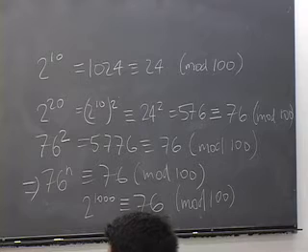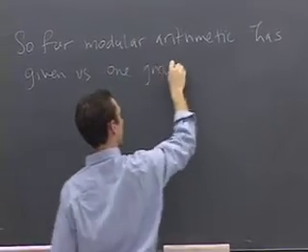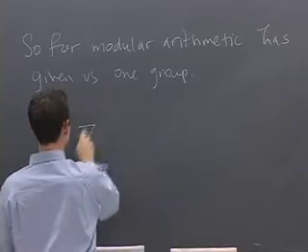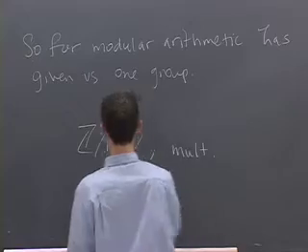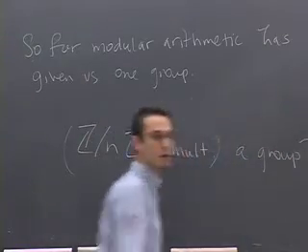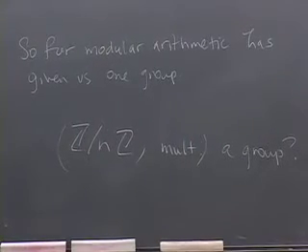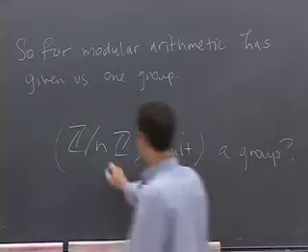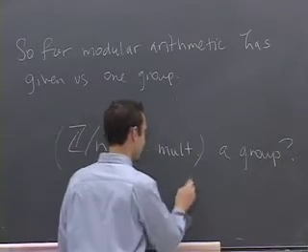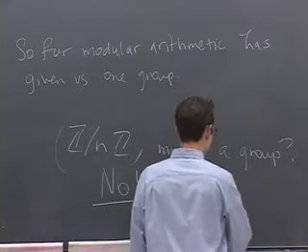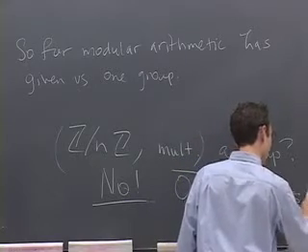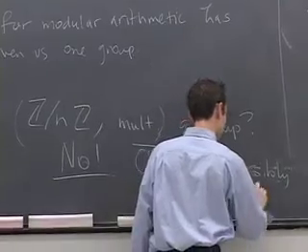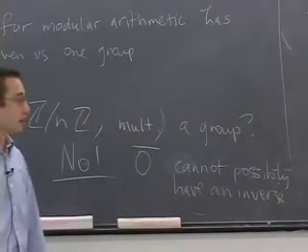So far, modular arithmetic has given us one group. Is Z mod nZ with the multiplication a group? Somebody? Yeah, go ahead. Right, so this is definitely not a group. No. Because, for instance, 0 bar cannot possibly have an inverse, because anything that you multiply it by gives you 0.